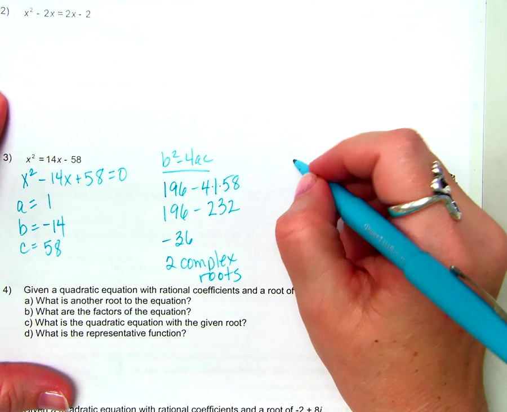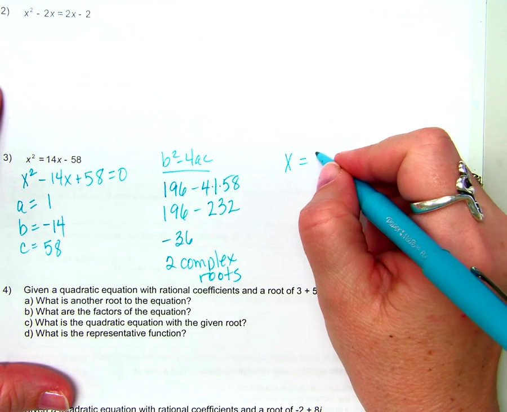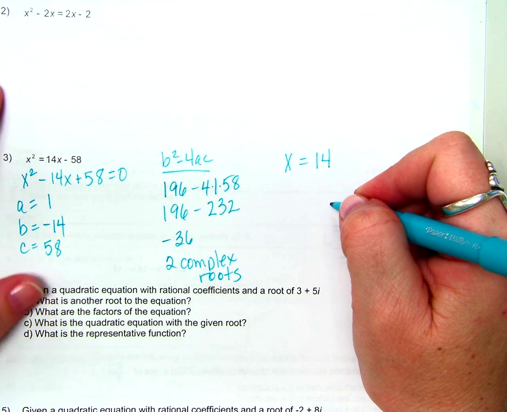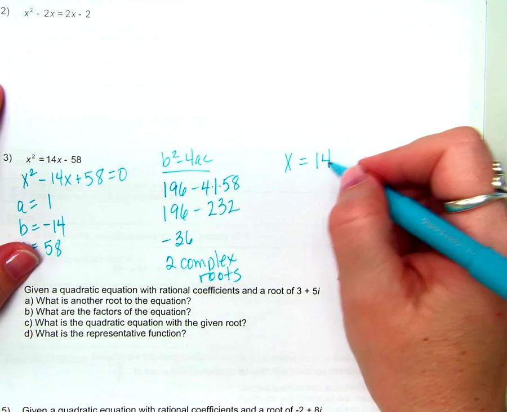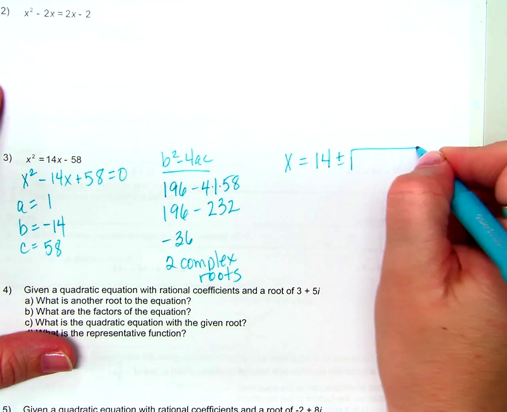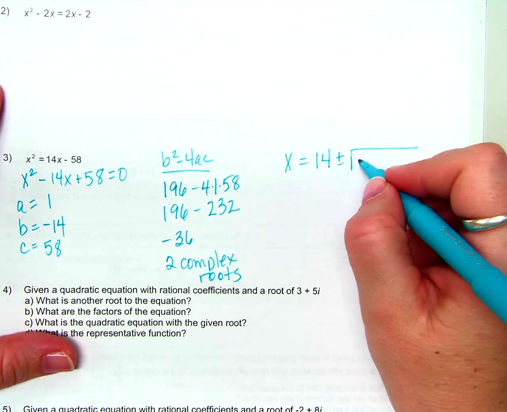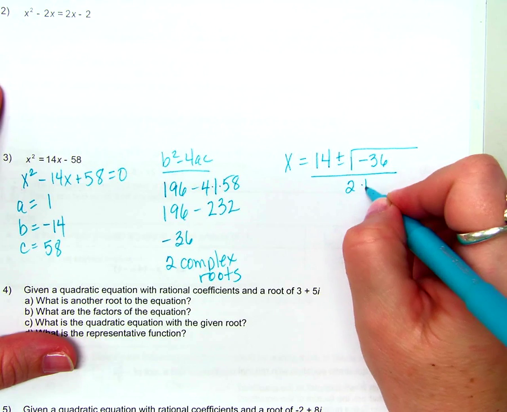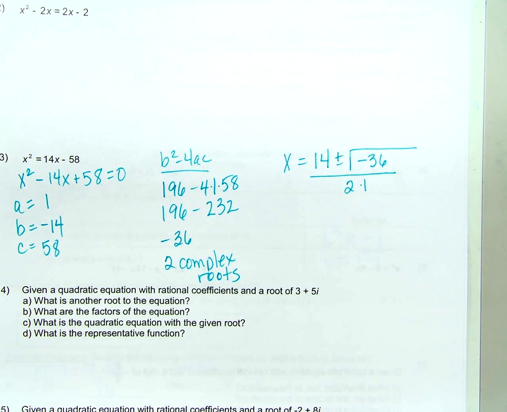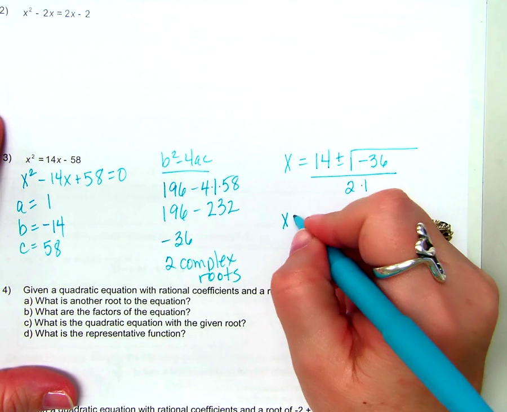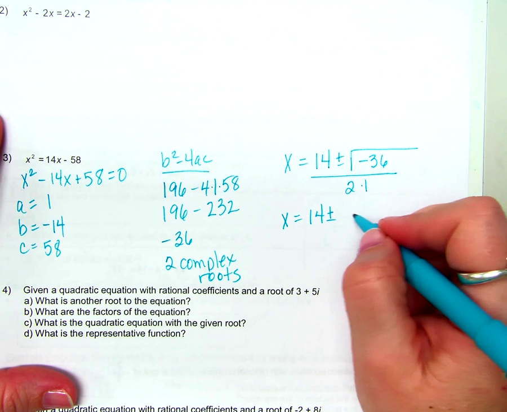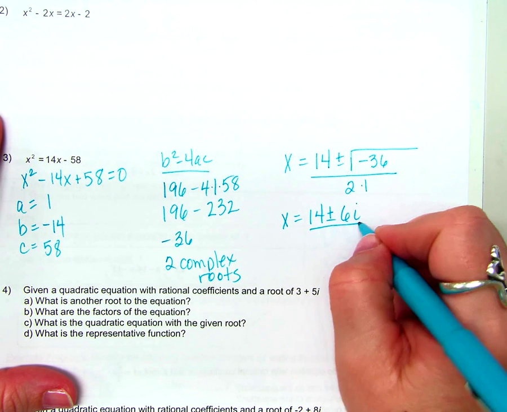So let's solve it. X equals negative b. Why? B's already negative. Plus or minus the square root of b squared minus 4ac all over 2a. X equals 14 plus or minus 6i over 2.